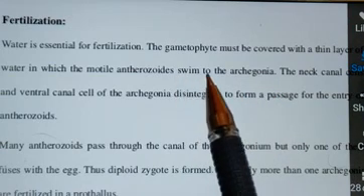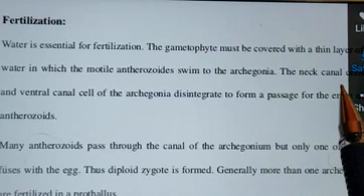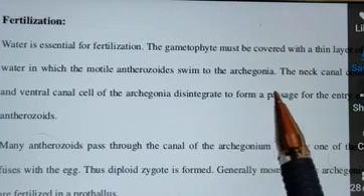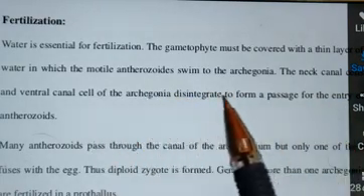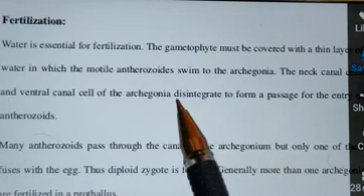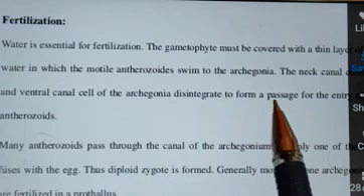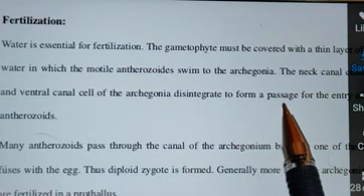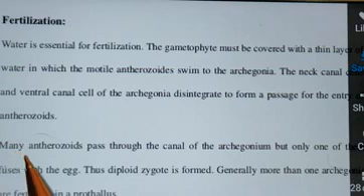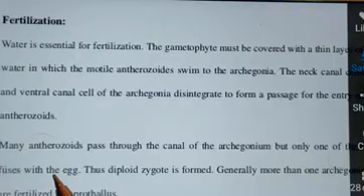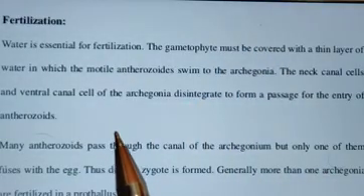Then the anthrozoid swims towards the archegonia. The neck canal cells and ventral canal cells of the archegonia disintegrate to form a passage for the entry of anthrozoids. So one passage will be produced by the archegonia, and the anthrozoids enter through the passage towards the egg cells. Many anthrozoids pass through the canal of the archegonium, but only one fuses with the egg.